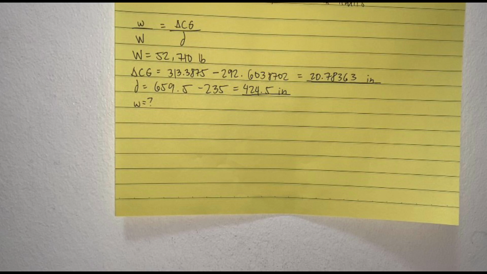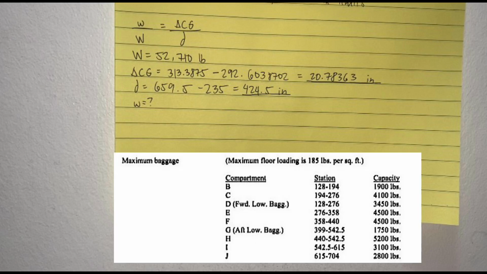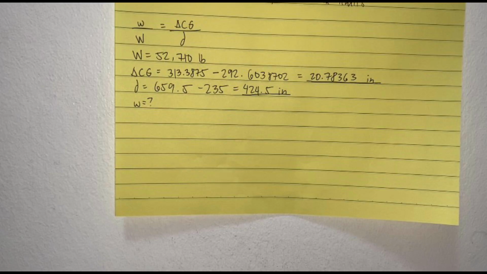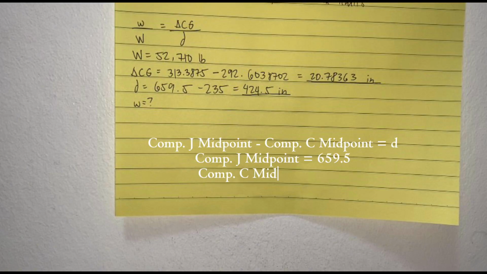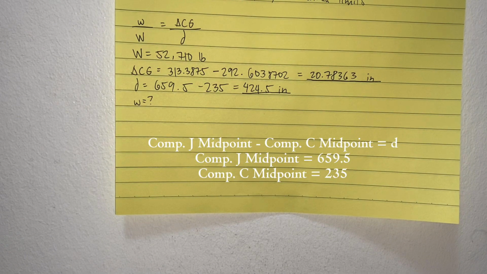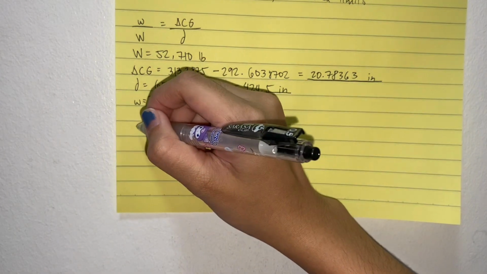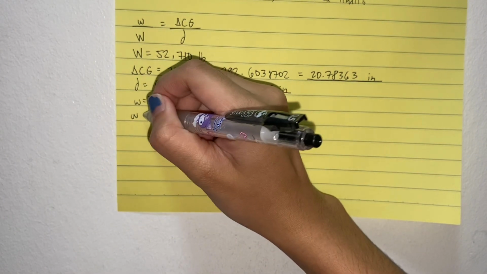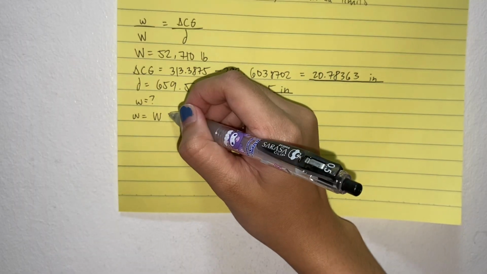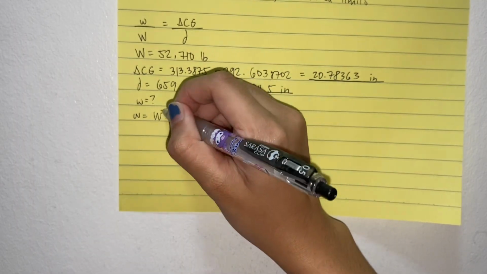Since our loaded CG is less than the CG range, we will need a bigger moment. To get a bigger moment, we will have to move the cargo from the forward compartment to the aft compartment. In this case, compartment C to compartment J. This distance the cargo has moved will be the value of our letter D. In order to get the distance, or the D, we must subtract the arm of compartment J to compartment C. To calculate the weight shifted, we must derive our values.